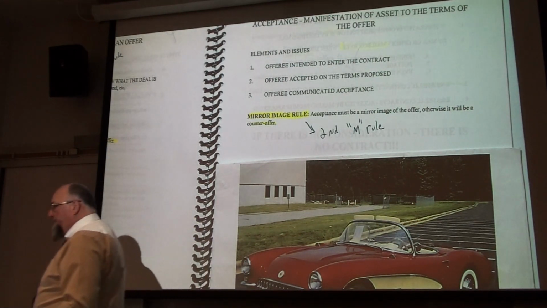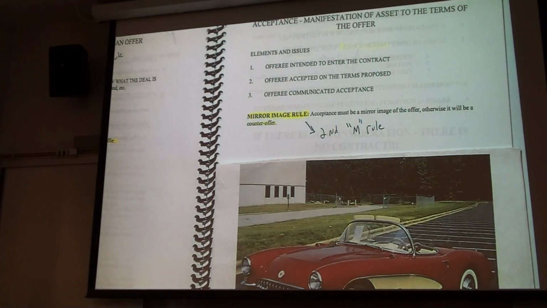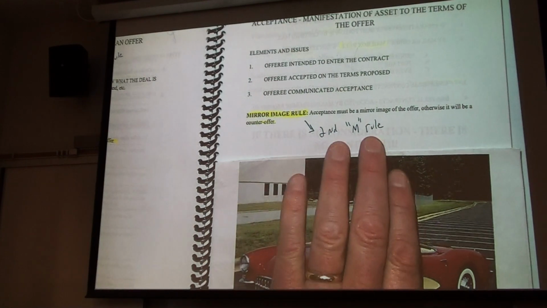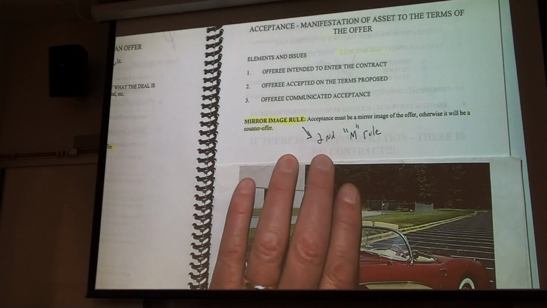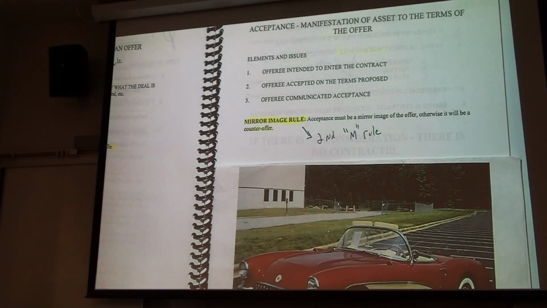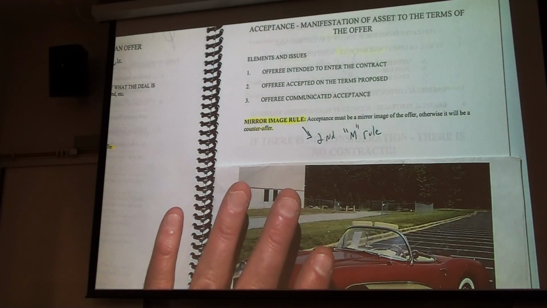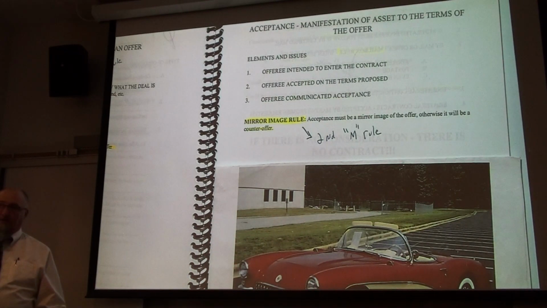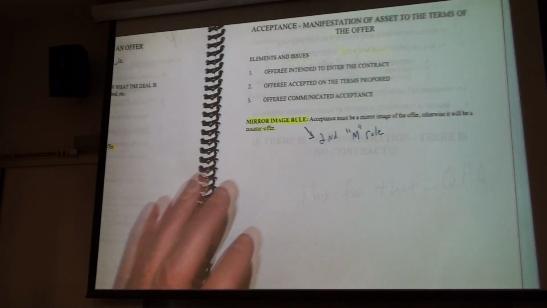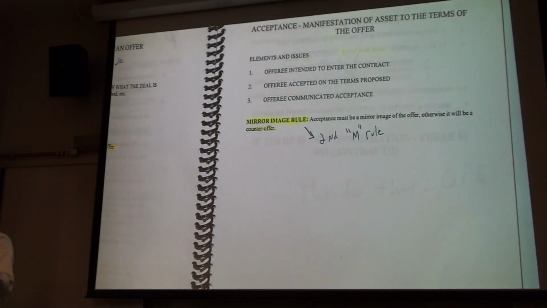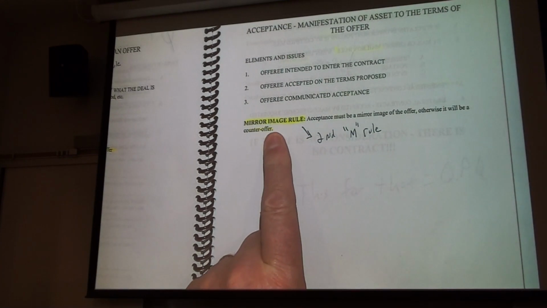So pretty simple rule, the mirror image rule. That's the idea that when you accept an offer, it must be exactly on the terms of the offer itself. If you deviate, then you are, in essence, rejecting the offer and making a counteroffer. At which point the other person can accept or reject depending on the terms. That's the second M rule, the mirror image. So first M rule is the meeting of the minds. Second M rule is the mirror image rule.